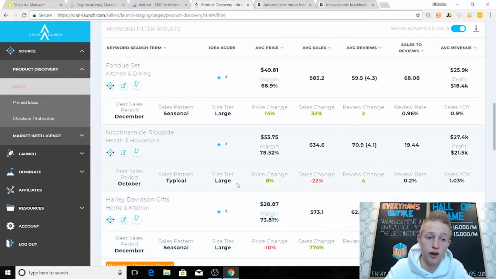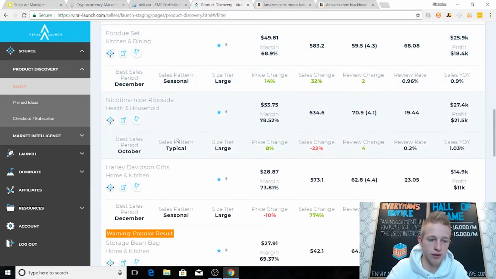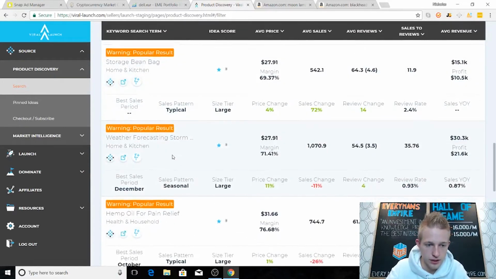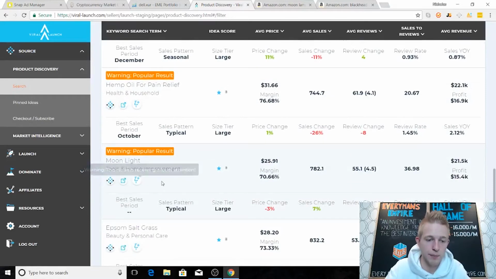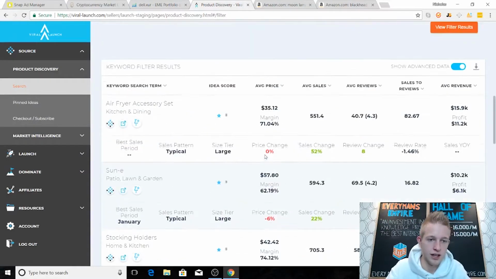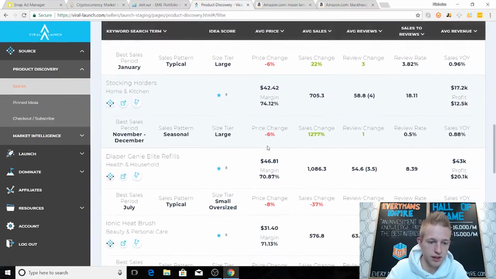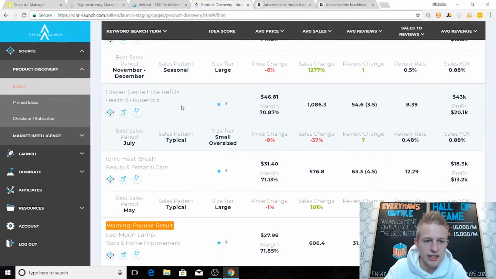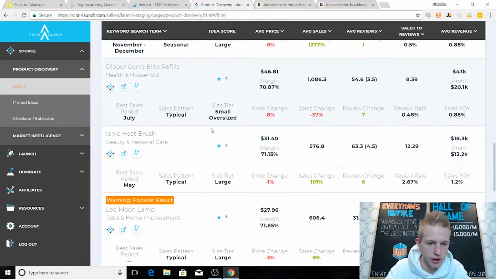So we got 2 products already within literally a couple minutes looking. So we got a fondue set we can look at too. Let's keep popping through this. Moon Lamp again, or Moonlight, scratch off map. I told you guys I didn't like that already, because I just looked at it multiple times, didn't like the idea of it. Diaper Genie Elite Refills. I looked at that. That's actually trademarked, so I'm not gonna do that.